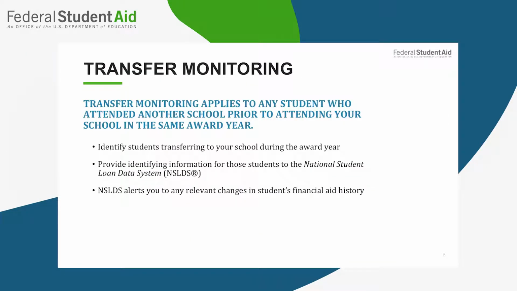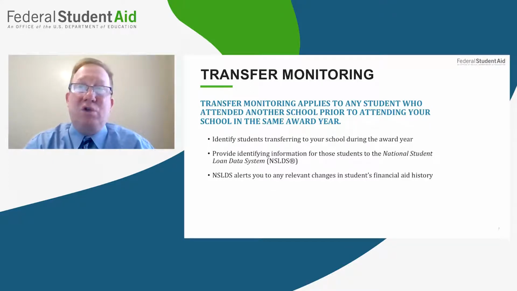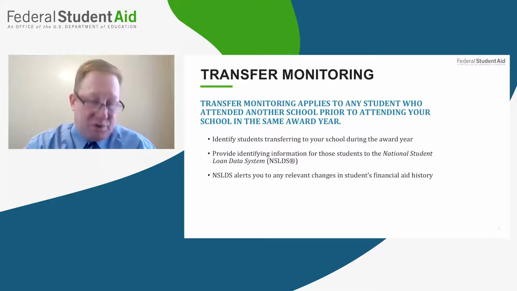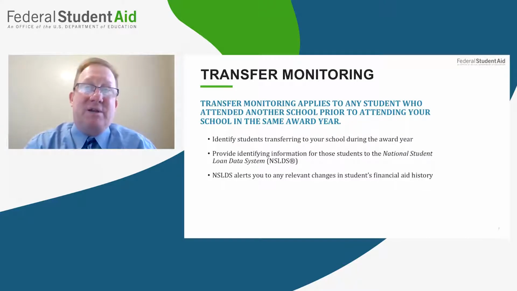So here's what we mean by the transfer monitoring process. This should apply to any student who attended another school before they came to your school in the same award year. So here's what has to happen. Someone at your institution should look at these new students to see, are they a mid-year incoming transfer student? And if they are, they need to be added to this list. That's why the first bullet on this slide says you have to identify students transferring into your school during the award year. Then you have to provide their identifying information for all of those students in the NSLDS so we know who those students are. Once you do that, the NSLDS will alert you to any relevant changes in the student's financial aid history. So let's look at that a little deeper in the next few slides.